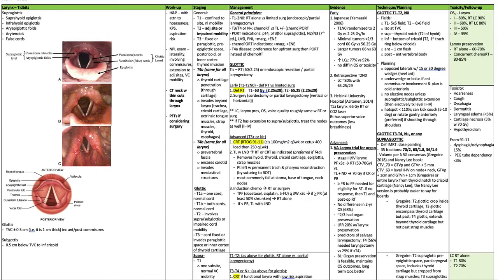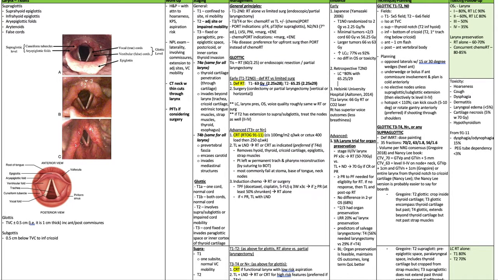Let's go through the evidence for this. Evidence for early stage glottic cancer: Japanese Yamazaki 2006. This is T1, N0 randomized to either 2 gray per fraction or 2.25 gray per fraction.